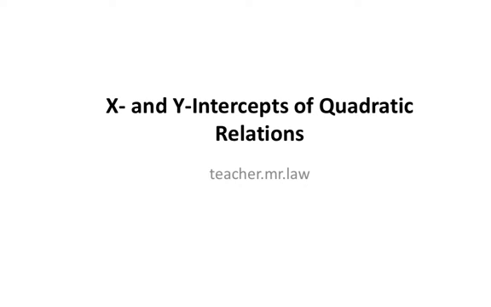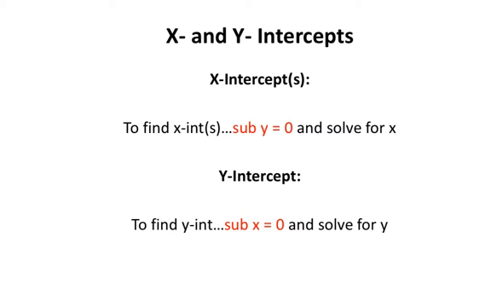In today's lesson, we'll be learning how to determine the x and y intercepts of quadratic relations. We learned how to determine the x and y intercepts of linear relations in a previous unit. The method is exactly the same. If you want to find the x-intercept, you sub y equals 0 and solve for x. Since you have the values of x and y, you have the coordinate of the x-intercept or intercepts.